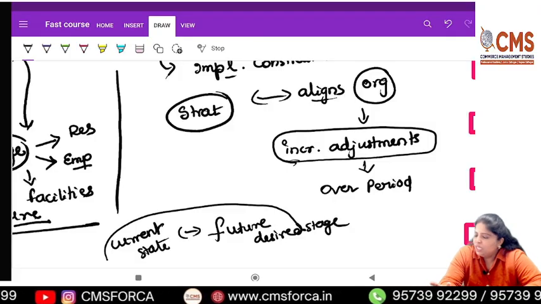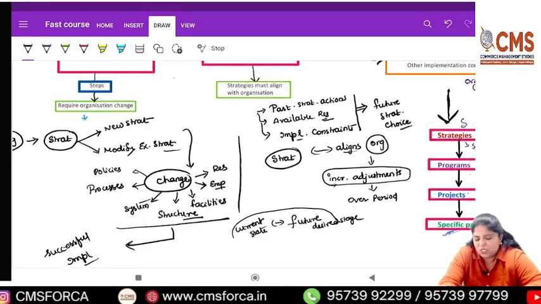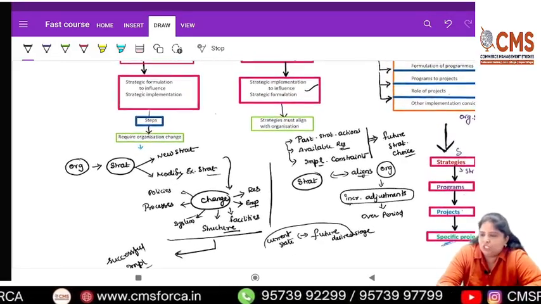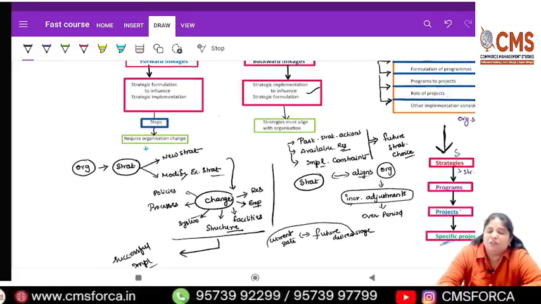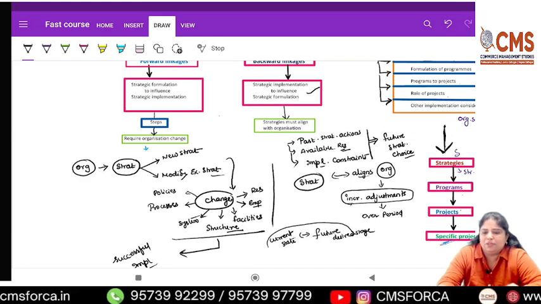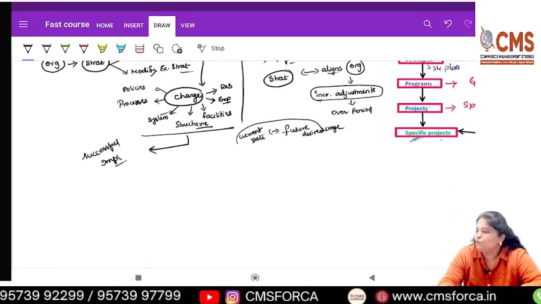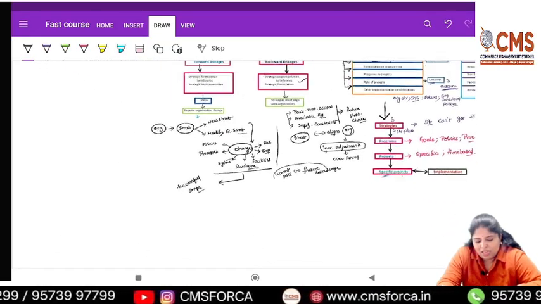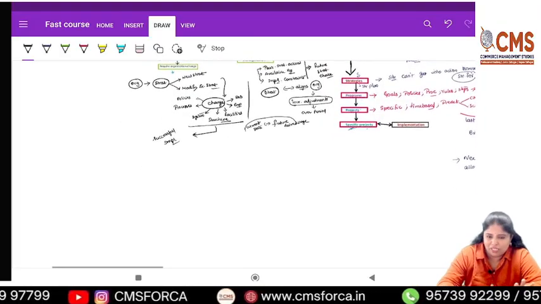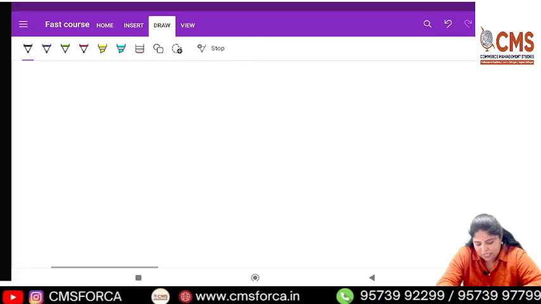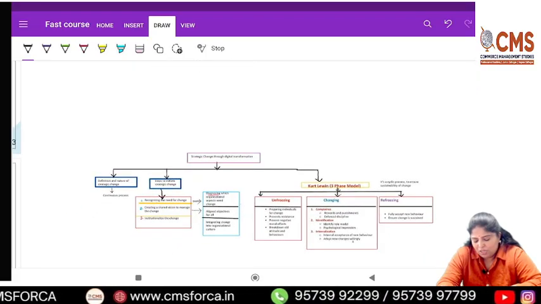Hope it's clear. So this is how we discuss one quick small concept which speaks of linkages between formulation and implementing. Shall we go further? Move to the next concept. The rest of the concepts I'm leaving out, not discussing in this session.